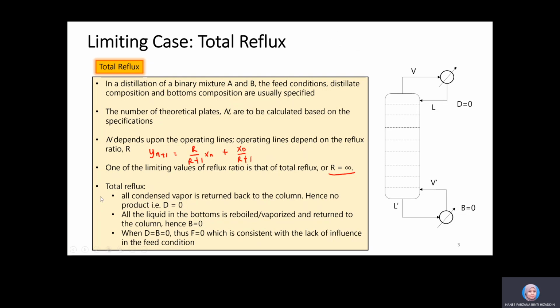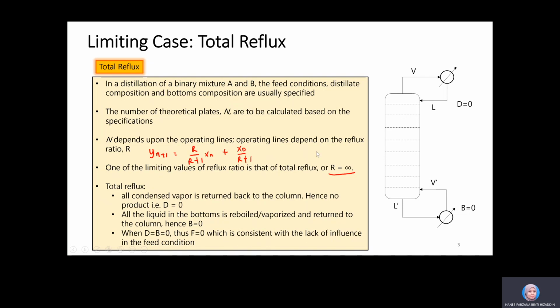At total reflux, everything, all the vapor that we have produced, we have condensed into liquid, and everything is being returned back to the column. So all condensed vapor is returned back to the column, hence there is no product, therefore D equals 0. And then all the bottoms liquid is reboiled and vaporized and returned back to the column as well. Hence, there is no bottoms product, thus B also equals 0. So when D equals 0 and B equals 0, this can only mean that F must also equal 0. This is consistent with the lack of influence of the feed condition.